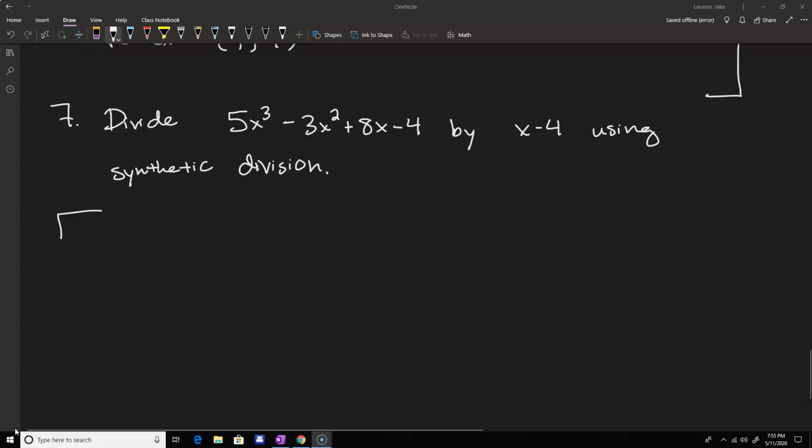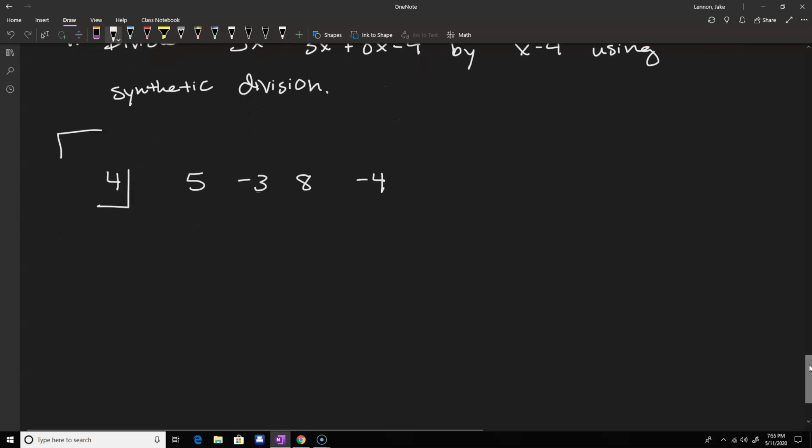So for number 7 here, we want to perform this polynomial division using synthetic division. So remember the way to set this up. Dividing by x minus 4 means we want to put a positive 4 up here in this top left corner, then write the coefficients of the first polynomial above. So 5, negative 3, 8, and minus 4. There's no gaps, meaning you see x cubed, x squared, x, and the constant term. If you had a gap, you'd have to include a 0.